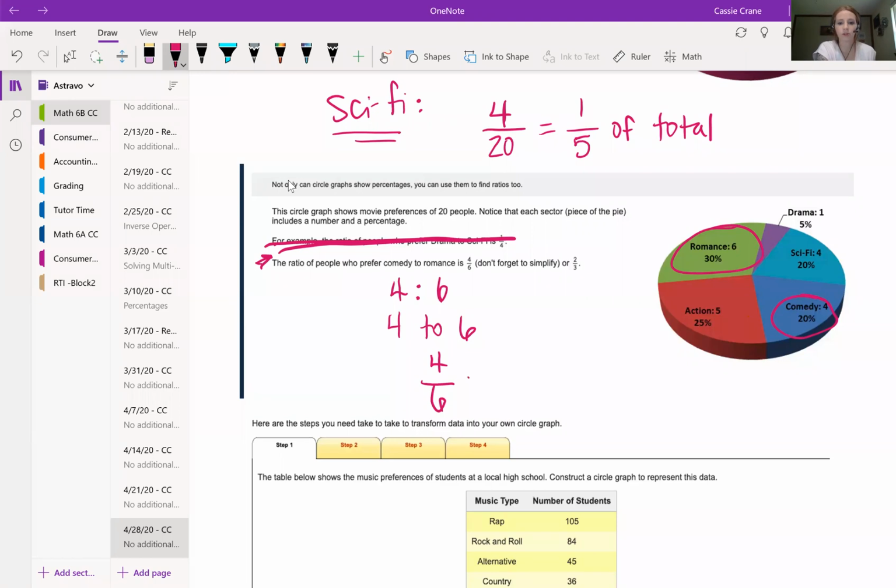And then we also want to reduce or simplify this. The greatest common factor of 4 and 6 is 2. So if we divide top and bottom by 2, we're left with 2 over 3. So that's where they got this. The ratio of people who prefer comedy to romance is 2 to 3, or 2/3. Does that make sense?